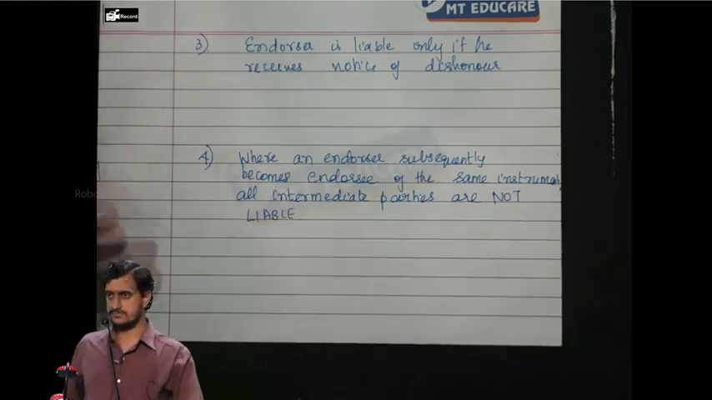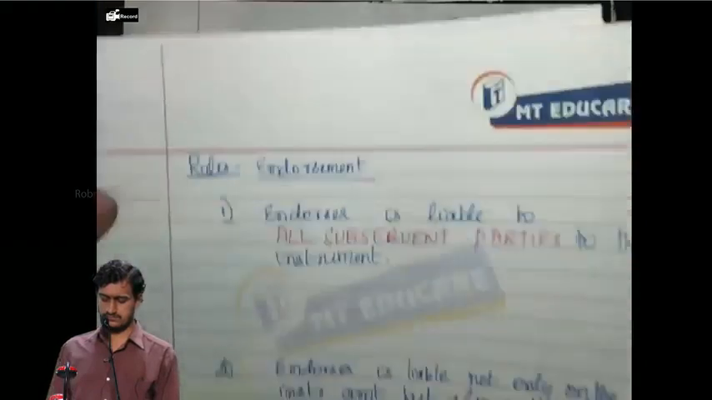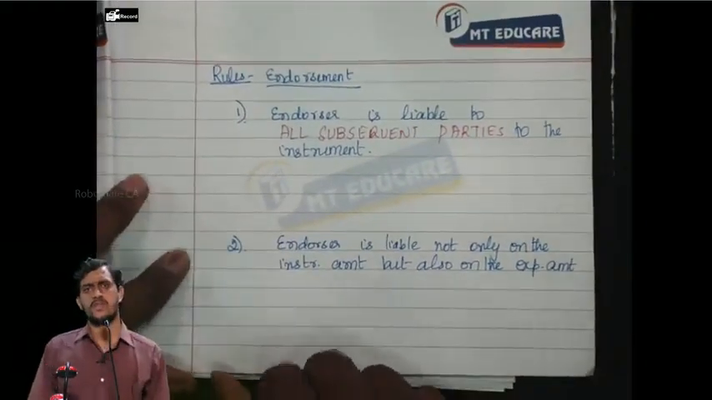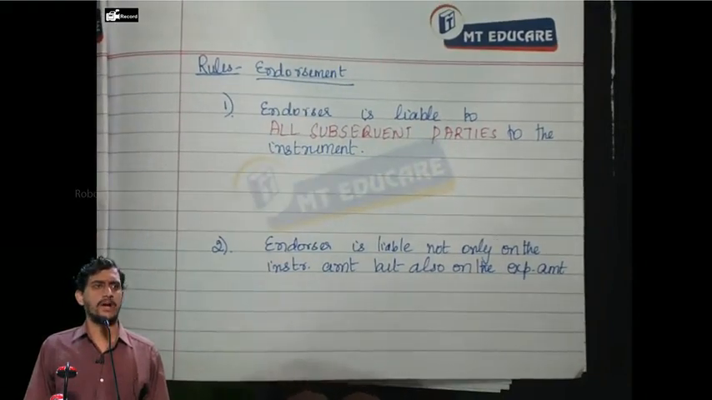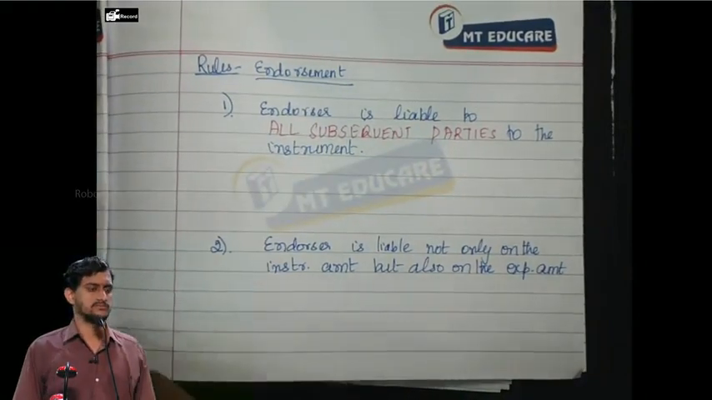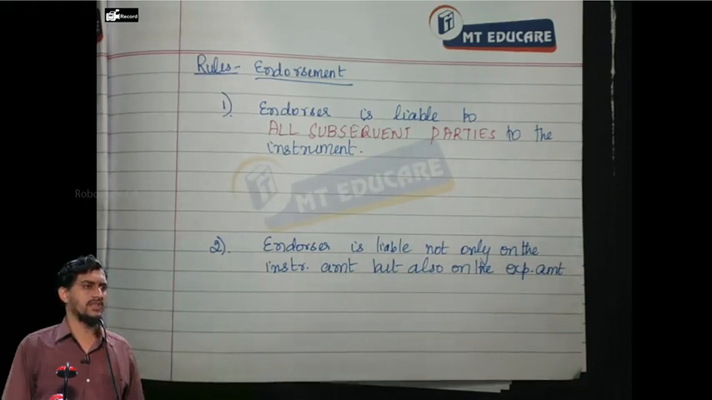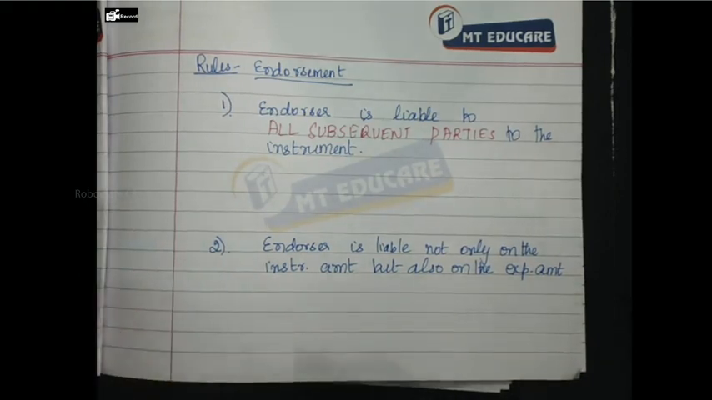Now listen here. Endorser is liable to all subsequent parties to the instrument. Closely follow.